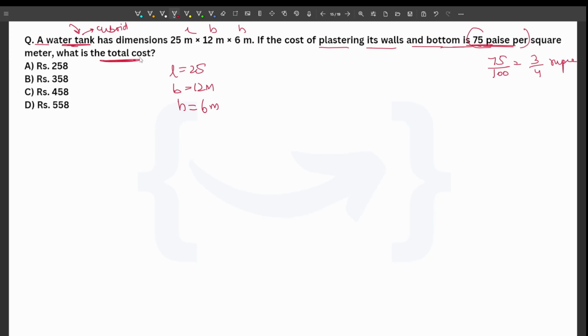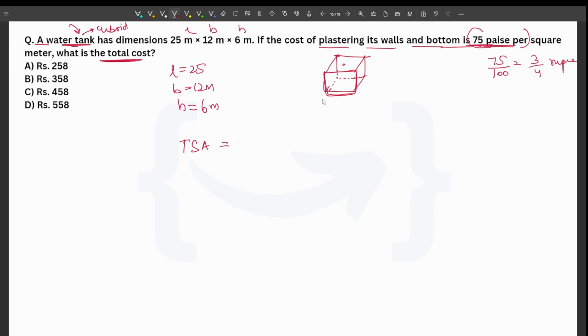To find the total cost, we need to find the area of the cuboid. Let me create a cuboid so that we can visualize this properly. You don't need to paint your ceiling. Are you aware of total surface area? Total surface area is all the sides painted.